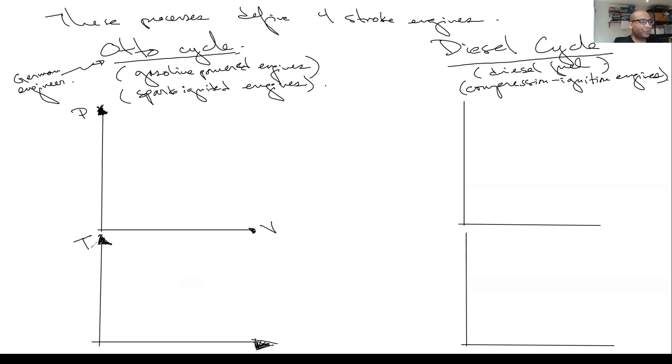And this is going to be temperature, entropy. Here's pressure, volume, temperature, entropy. Okay, so the plots on the left refer to Otto cycle, the gasoline running engines or spark ignited engines. The plots on the right refer to diesel cycle or diesel fuel powered engines or compression ignition engines. Those different terms are synonymous.